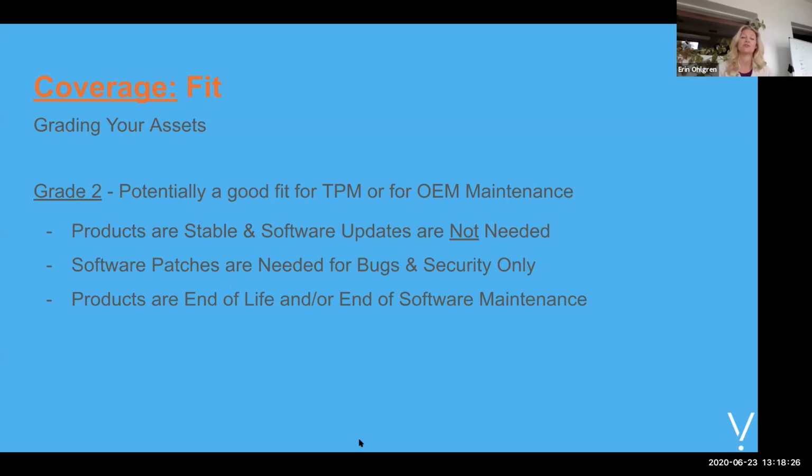And then as it moves through, one critical milestone is end of software maintenance. That's where we recommend companies really taking a look at those devices and moving those over to a third-party maintenance strategy. That's basically when the manufacturer has said that they're abandoning the platform. Most likely they've already replaced it.